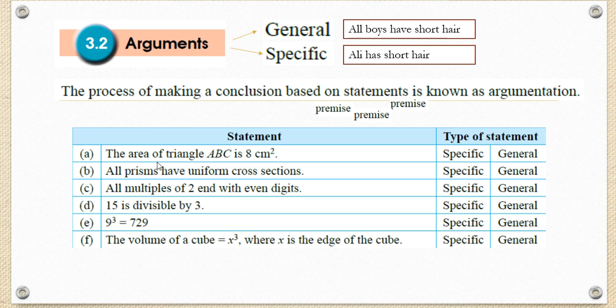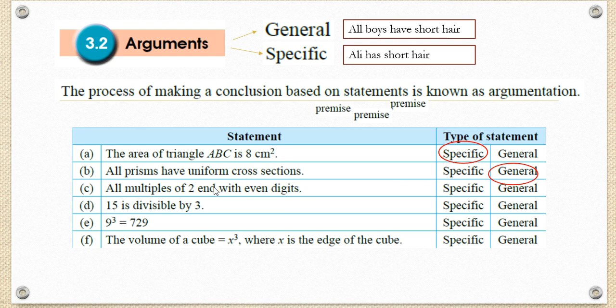For A, the area of triangle ABC is 8 centimeter square. Is this general or specific? They give a name to this triangle, and it's very specific for triangle ABC that the area is 8 centimeter square. So this is a very specific statement. Next, all prisms have uniform cross sections, which is true. They say "all". This is a very general statement because they say every prism has a uniform cross section. So this is general.